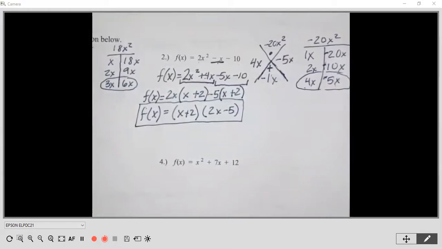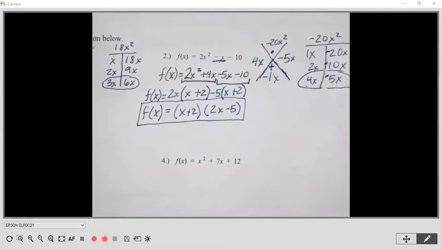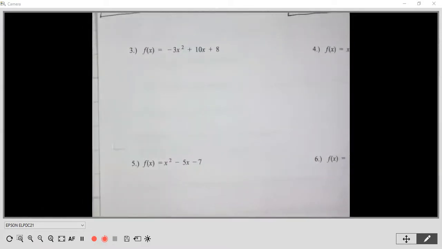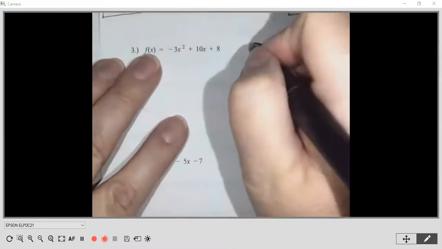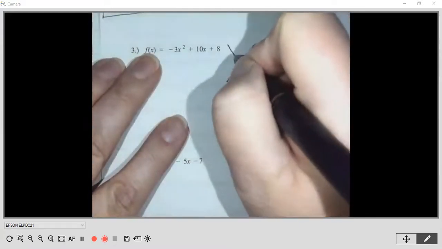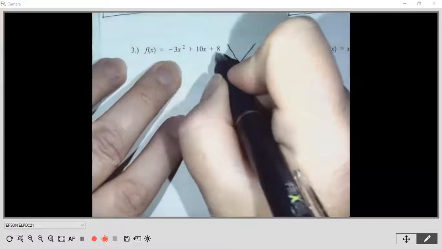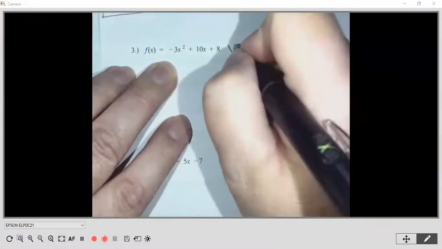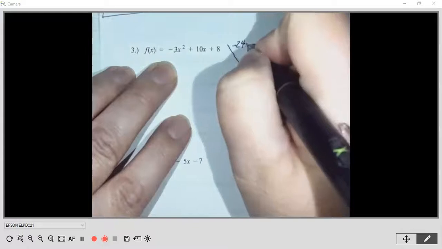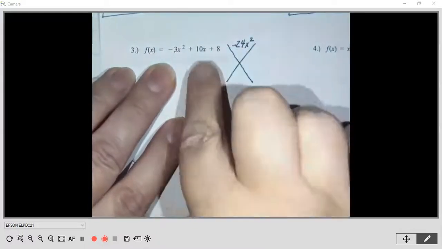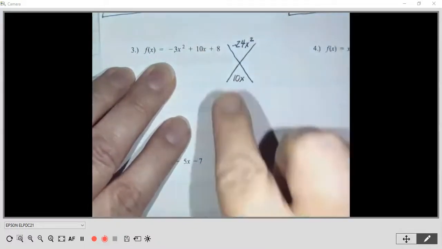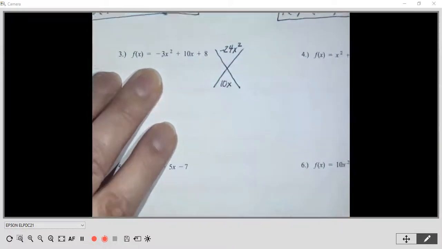Okay, moving on to number 3. f of x equals negative 3x squared plus 10x plus 8. So we'll make our large X, a times c: negative 3x squared times positive 8 is negative 24x squared. Our middle term is 10x. So we want to see what goes on our left and right side of our x here.